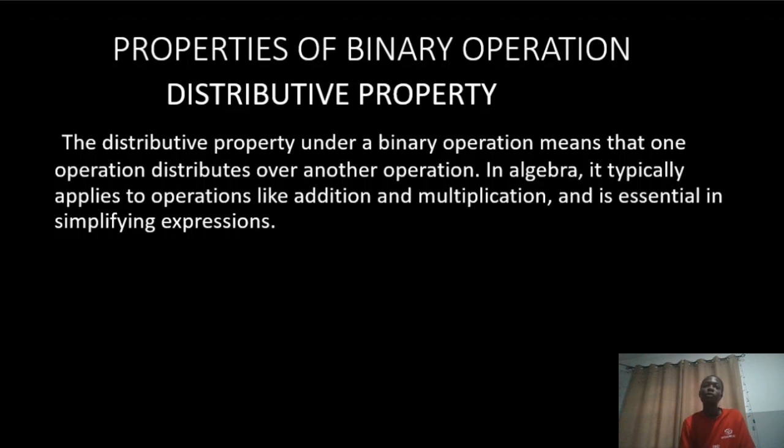So for today, we continue our lessons on the properties of binary operation, and we are going to learn about the distributive property. So to distribute basically means to spread. So the distributive property under a binary operation means that one operation distributes or spreads over another operation. In algebra, it typically applies to operations like addition and multiplication, and it is essential in simplifying expressions. So, in the distributive property, you are spreading one operation over the other. That's all about the distributive property.